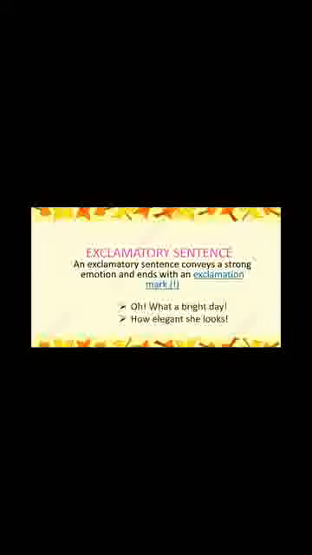Exclamatory sentence. An exclamatory sentence conveys a strong emotion and ends with an exclamation mark. Example: oh, what a bright day! How elegant she looks! Okay? Usually at the end of an exclamatory sentence, you have an exclamation mark. Take note of that.